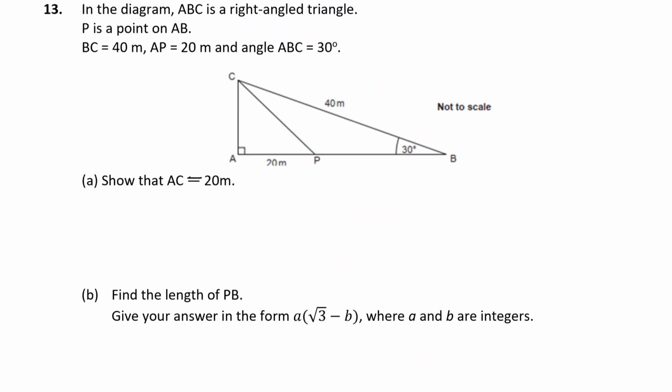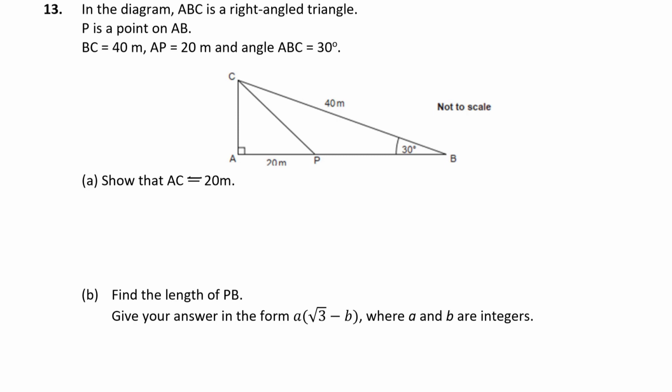Okay, in the diagram, ABC is a right angled triangle. P is a point on AB. BC is 40 meters. AP is 20 meters and angle ABC is 30 degrees. Now I do suggest you read through this information above the diagrams carefully and just double check that everything written up there is on the diagram. In this case it is.